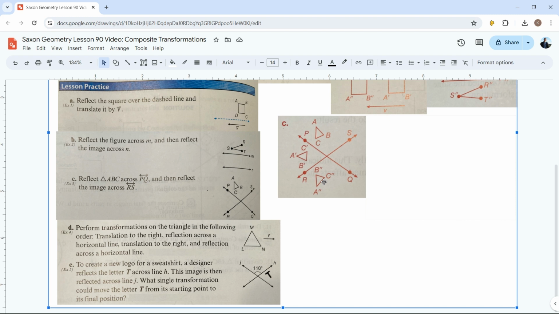Now, we're going to see that math a little bit later. So if that didn't quite make sense to you, sit tight. We'll put some numbers to it. Let's take a look at letter D.